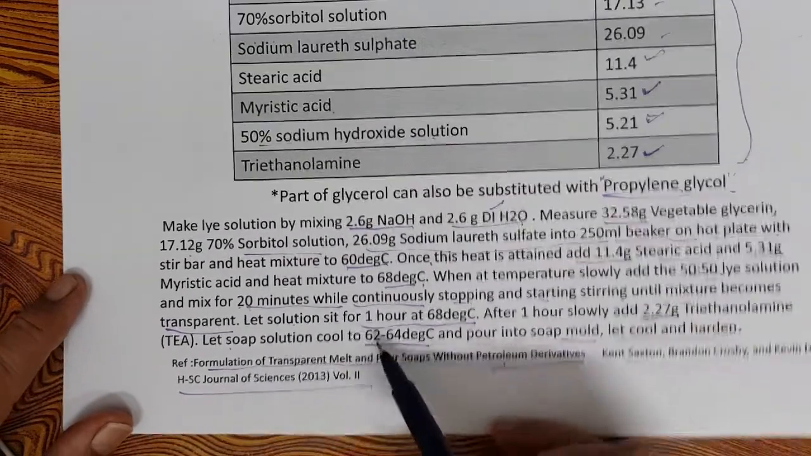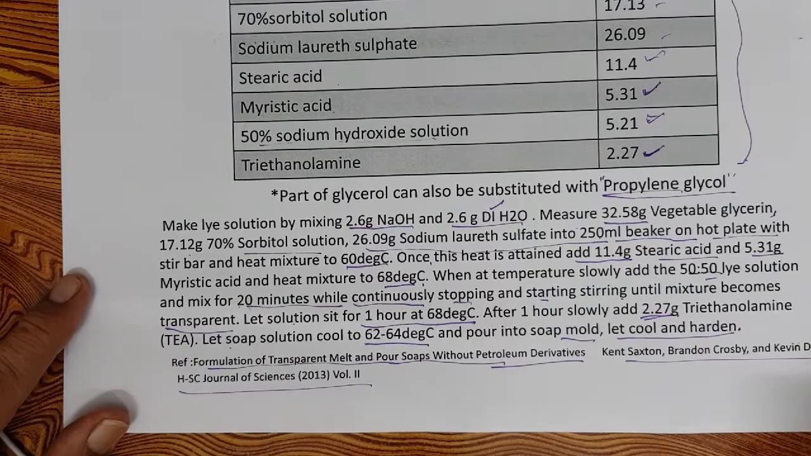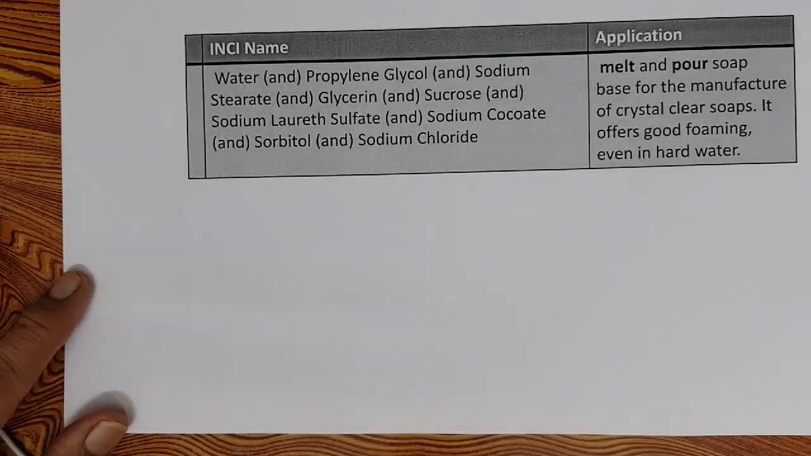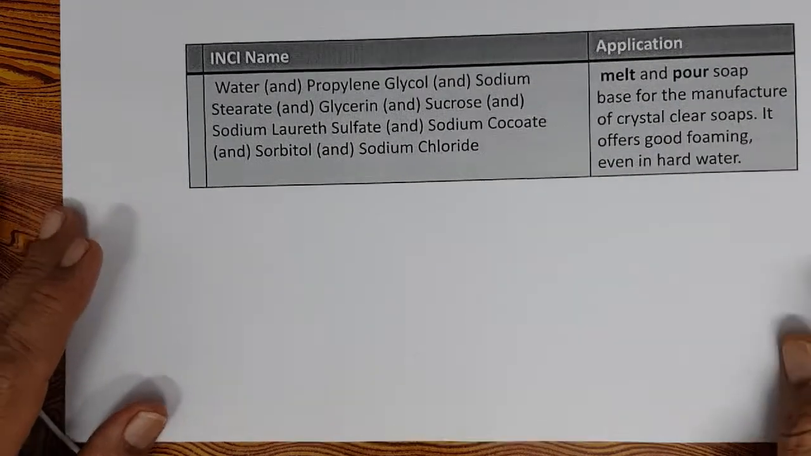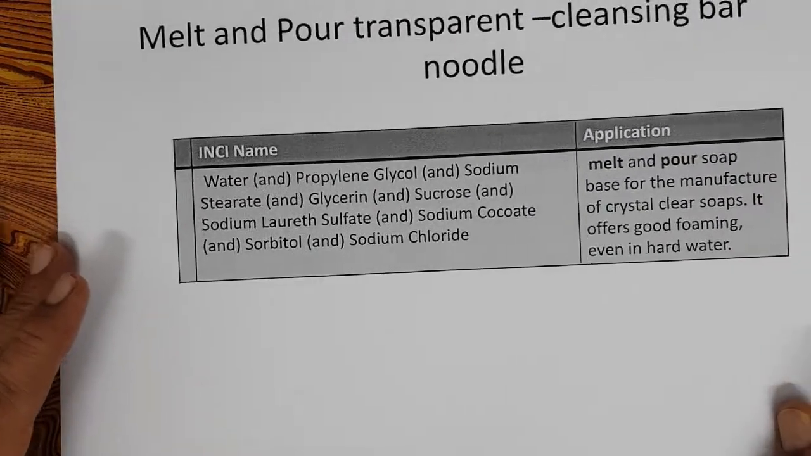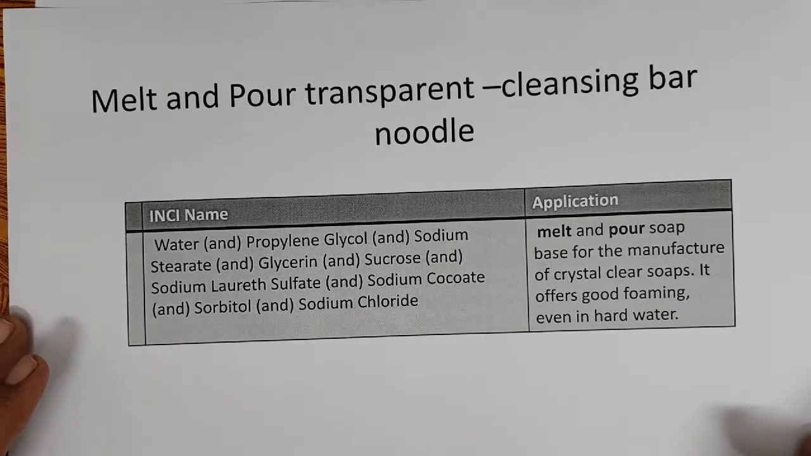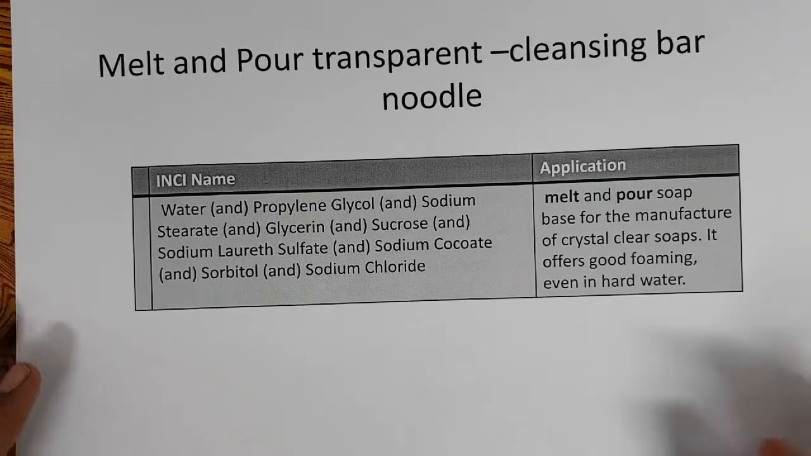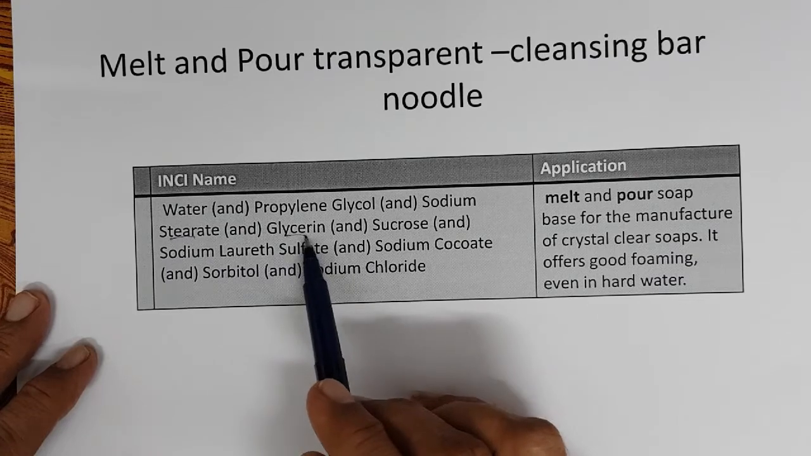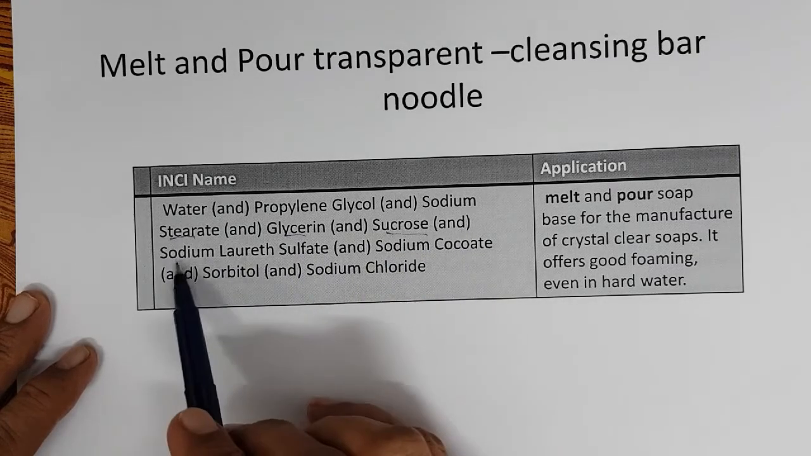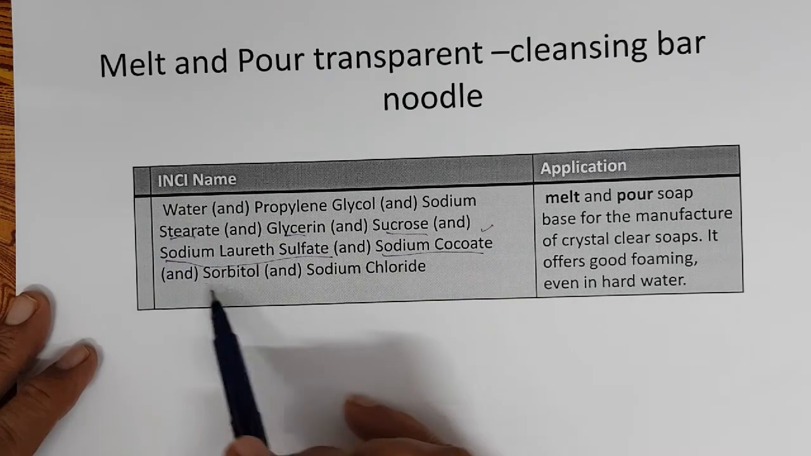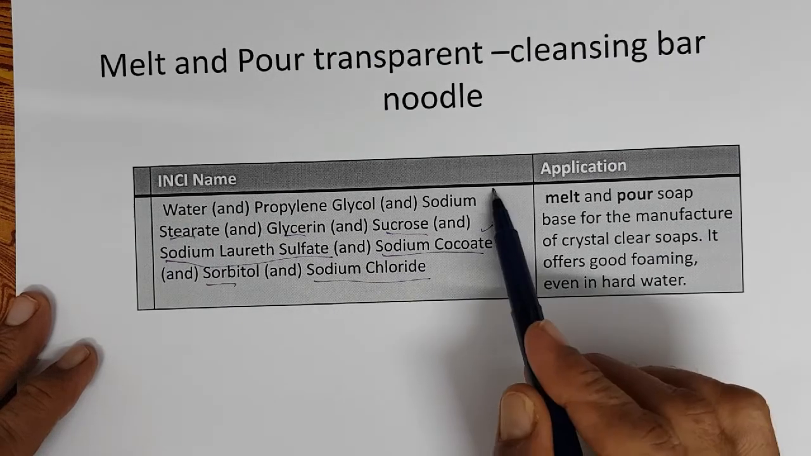To know more, go to the reference, right? So melt and pour transparent cleansing bar, there are noodles available also, melt and pour cleansing bar noodles. For example, this INCI name: water, propylene glycol, sodium stearate, that is soap, glycerin, sugar, sucrose, sodium laureth sulfate, sodium cocoate, coconut oil soap, sorbitol and sodium chloride.